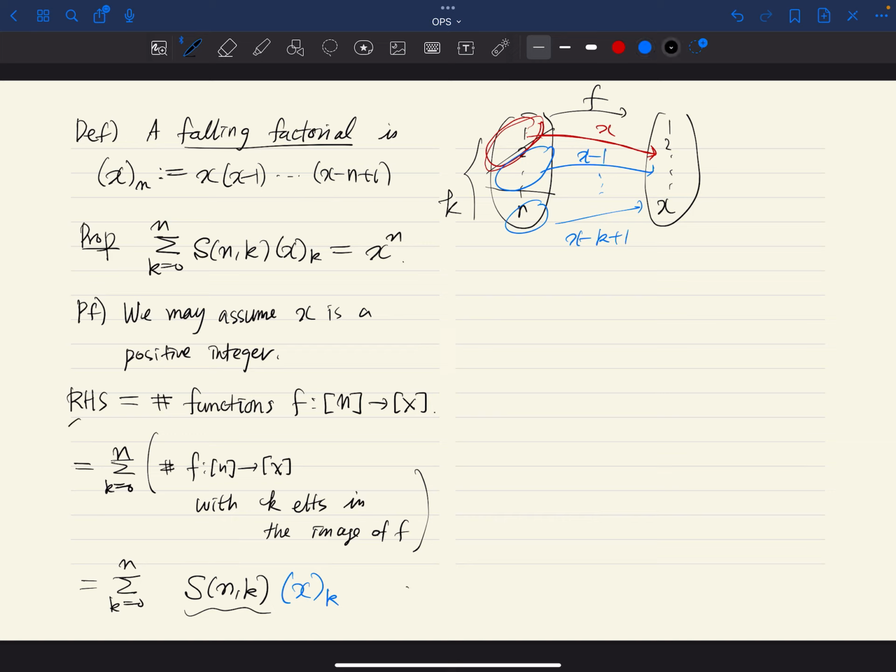This is n factorial, x to the n. Maybe let's write it this way: x to the n equals this, and this. That's this.